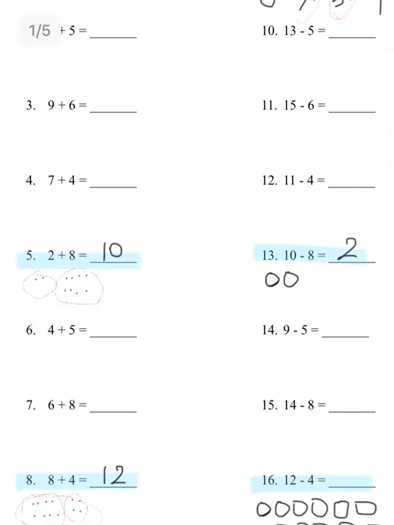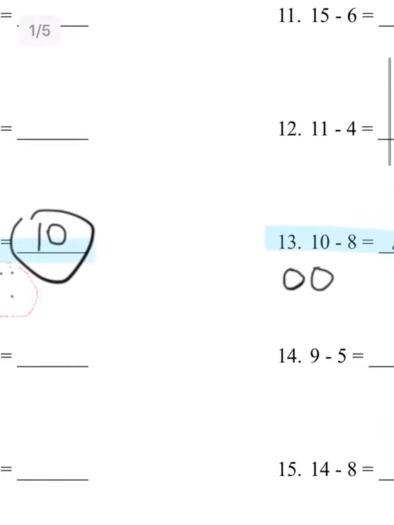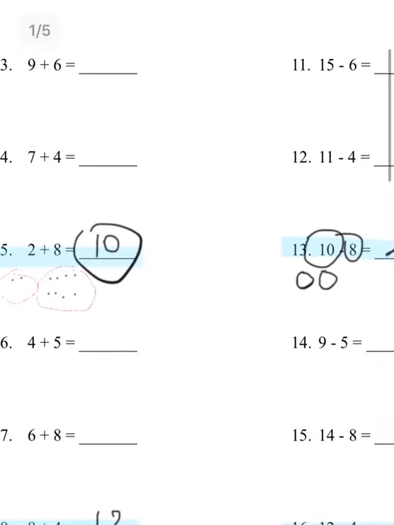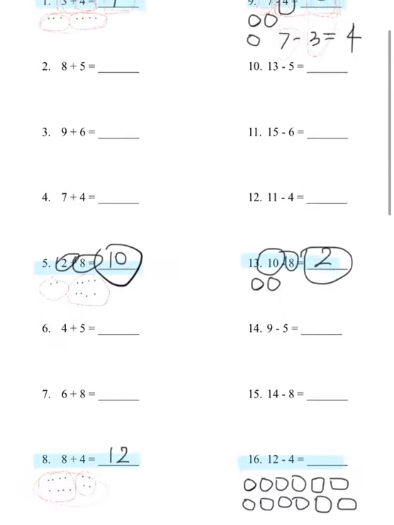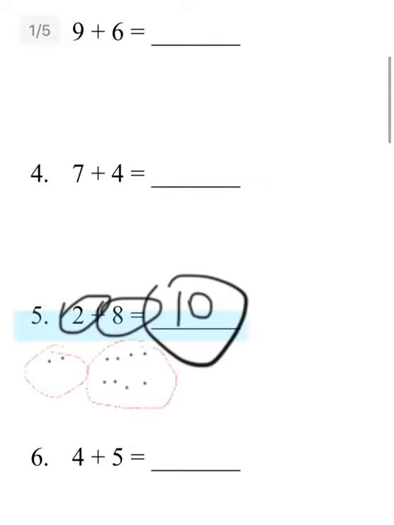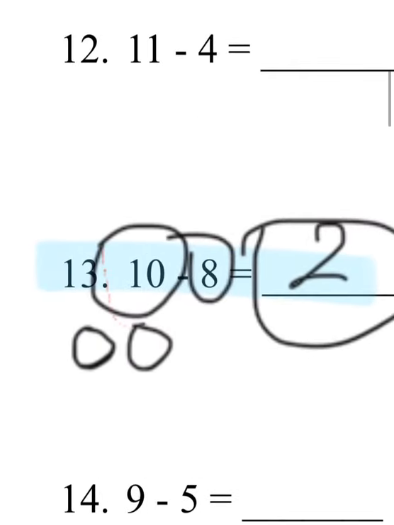And just like before, here's 10. You can see 10, and then 8. And here's 2. So when I add these two numbers, 2 plus 8 equals 10. So if I have 10 minus 8 equals 2, because when I add these two numbers, it equals 10.